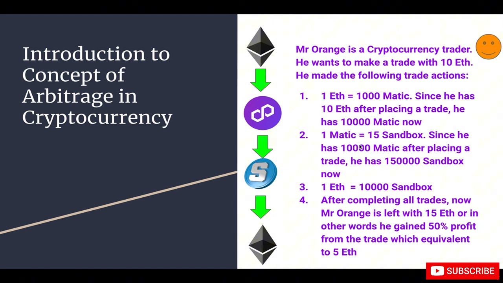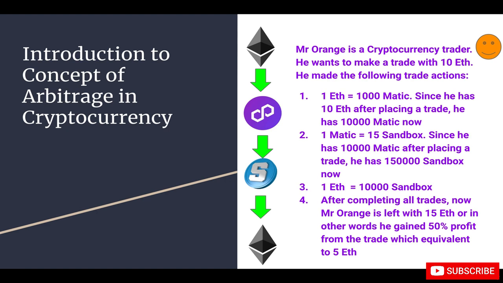So that's the actual definition of arbitrage. That's an example that shows you how arbitrage actually works in cryptocurrency. You've got a token or a coin, whatever you want to call it. You exchange it to another coin and another coin, and then you change it back into your original coin, and then you generate profit from those trades, right?